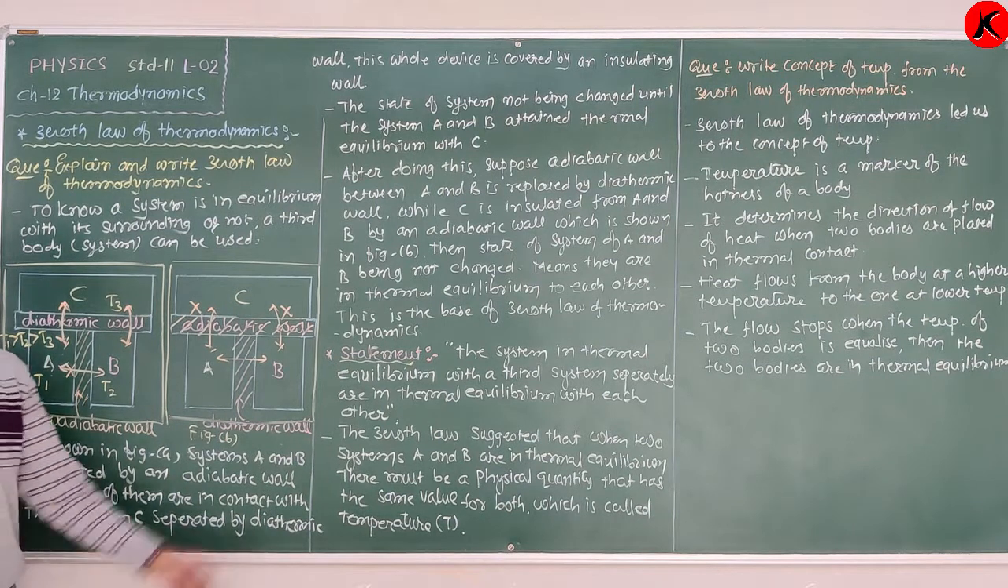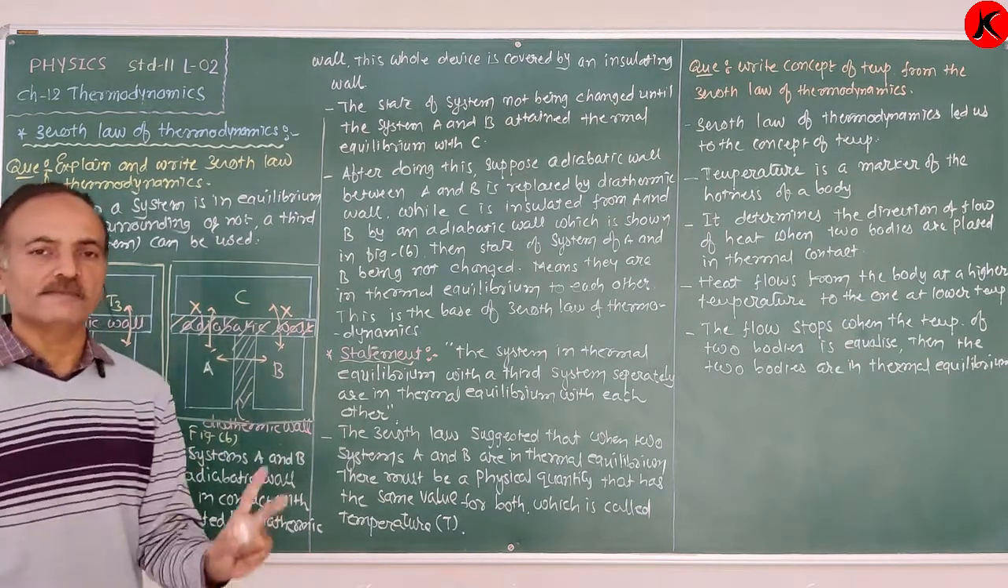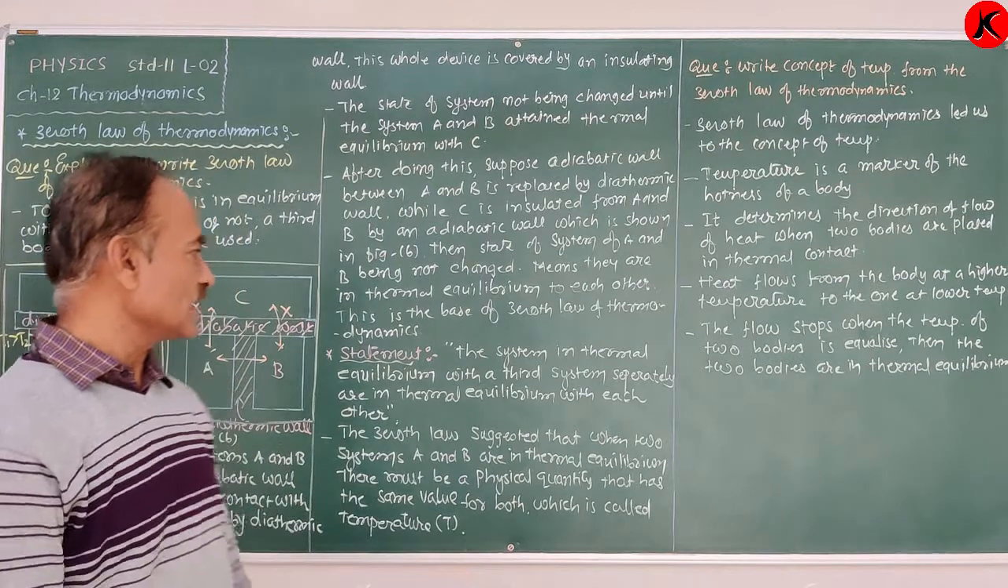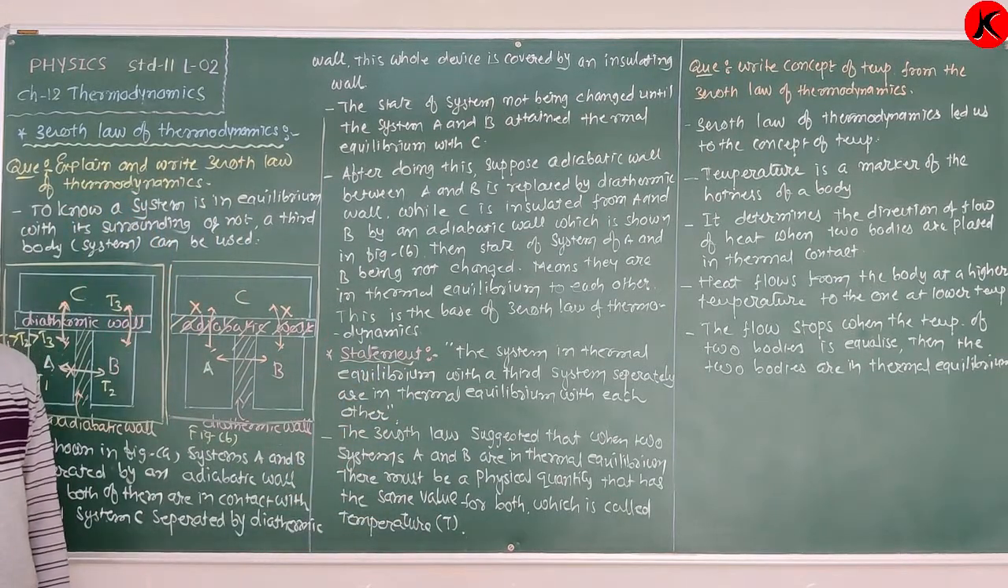Or in other words, if two systems are in thermal equilibrium with a third body or system, then these two bodies are in thermal equilibrium with each other. That is the statement of the Zeroth Law of Thermodynamics.